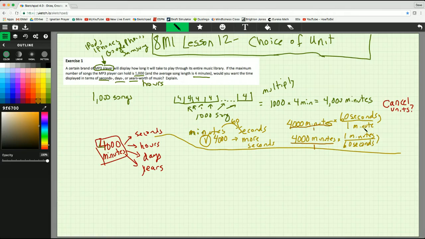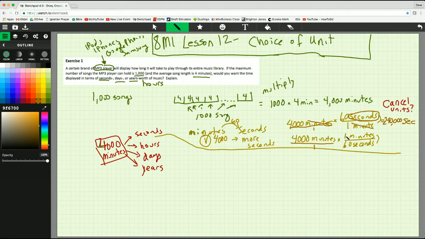So in this first case, we can cancel the minutes here on the top, and we have minutes on the bottom. So we can cancel those, and we're left with just seconds. So in this case, we're going to end up with seconds. And we multiply our 60 by our 4,000. You can do this on a calculator. You can work this out, but it's 240,000 seconds.